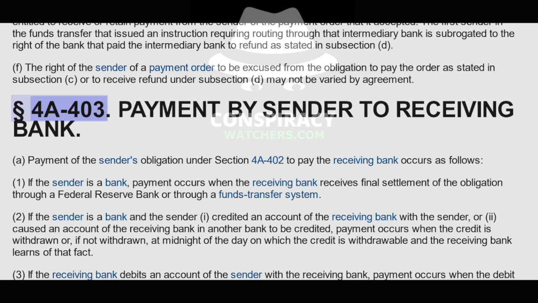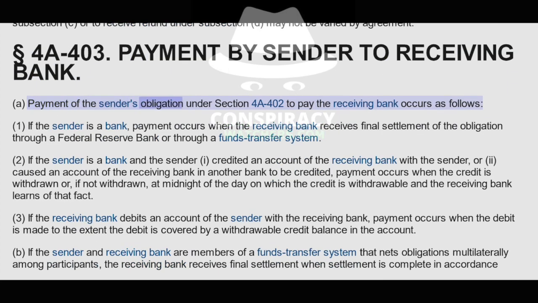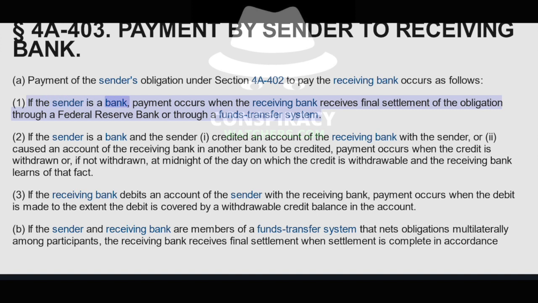Section 4A-403. Payment by sender to receiving bank. Payment of the sender's obligation under Section 4A-402 to pay the receiving bank occurs as follows. If the sender is a bank, payment occurs when the receiving bank receives final settlement of the obligation through a Federal Reserve Bank or through a funds transfer system.